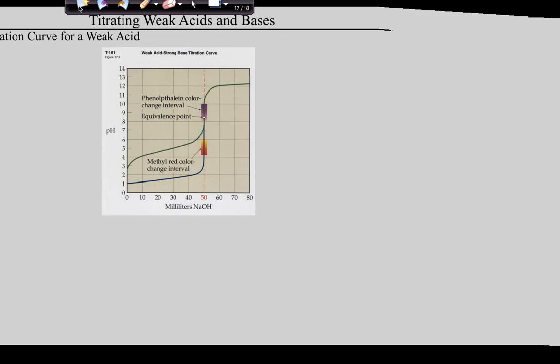But then you'll also notice this, because what happens after equivalence? They're the same. Why would that be true? Because it's a strong base. And guys, at equivalence, what's inside the solution?